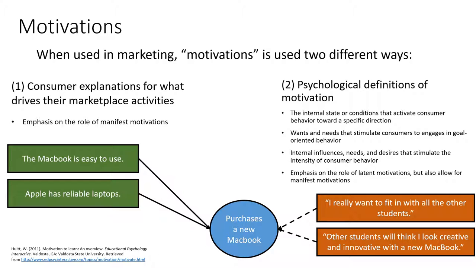Maybe they really want to fit in with all the other students. Or maybe other students will think that the person looks creative and innovative if they have a new MacBook. These types of motivations are the deeper seated motivations that trigger us to do things in the real world, but either we are unable or unwilling to recognize those underlying motivational states immediately.